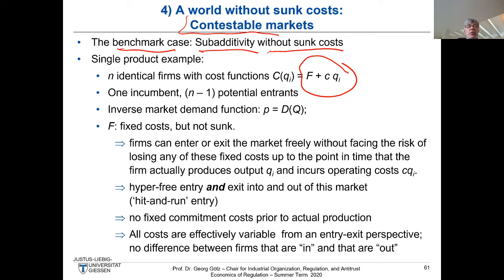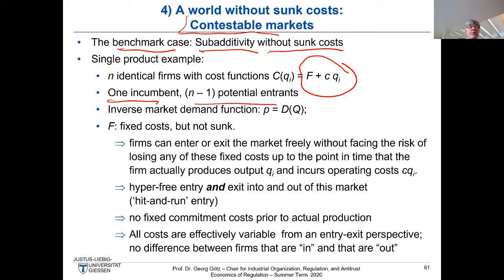These are just fixed costs. If you don't become active, or if you have been active in the past, you can exit from the industry without any costs left. And for simplicity, we look into the single product example, and we assume that we have n identical firms which all have this standard kind of cost function C = F + c times Q. The important thing is we have one incumbent, one firm which is active in the market, and all of the other n-1 firms are what is called potential entrants.